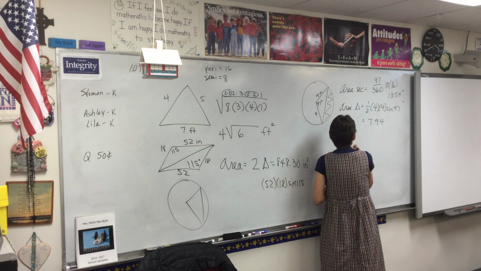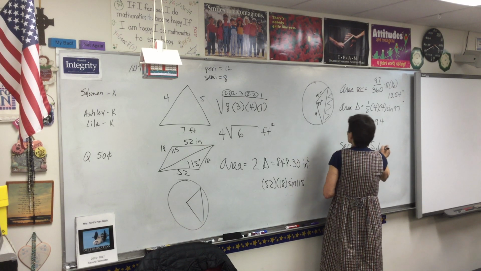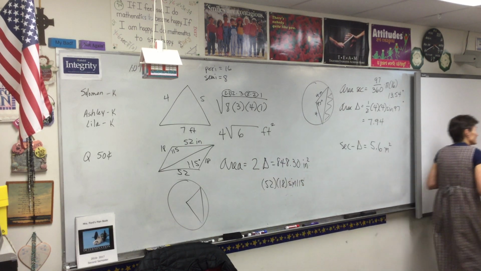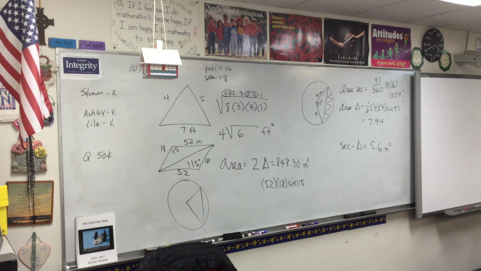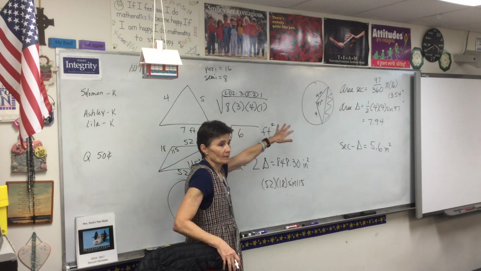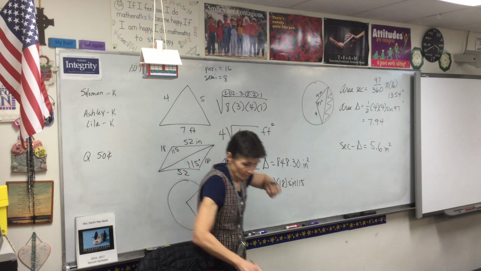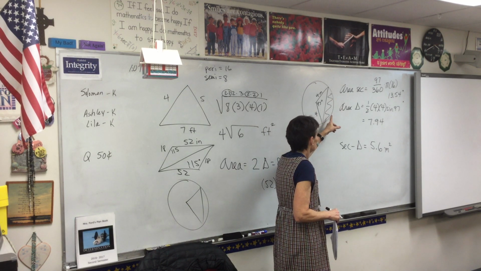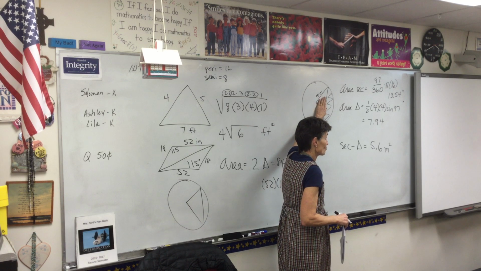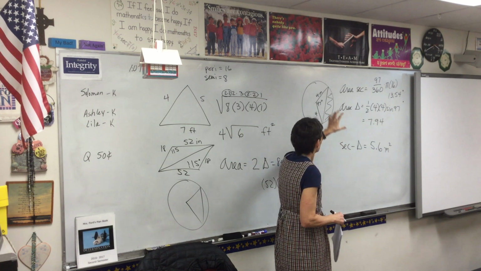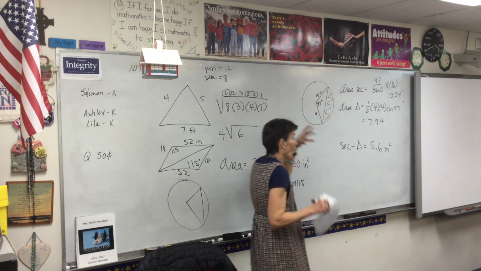So if I take sector minus triangle, that gives me 5.6 square meters. All right, 5.6 square meters. Are we good? Everybody get that? Okay, I want the area of the shaded shape, which is the sector minus the triangle.